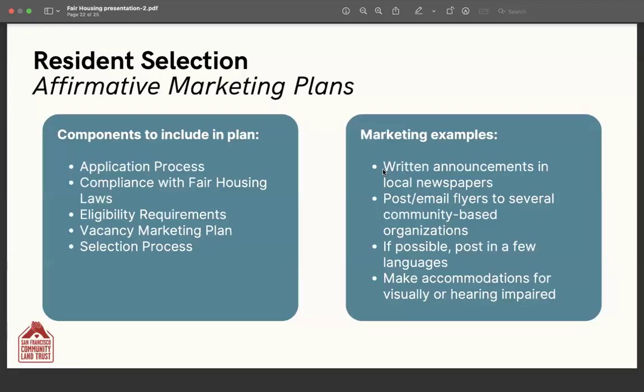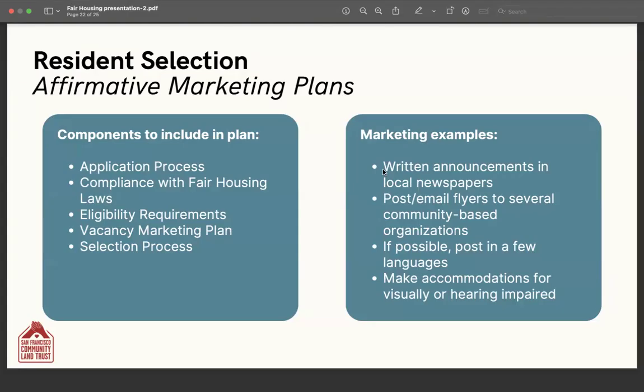And then the marketing plan itself. So, how are you getting out the word? Putting that into writing, all the different ways that you are marketing your housing community, your housing development. And then finally, how you are making the final selection for someone to rent or buy a home. And being real clear about where people can go and who they can contact if they have questions about that selection process or if they have complaints about the selection process.